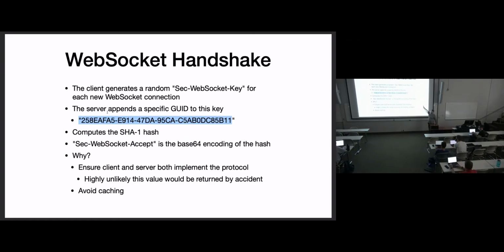This exact string. This is part of the protocol. If you go to the RFC, it has this exact string, this globally unique ID. This is an ID for the WebSocket protocol, that exact string. We're going to concatenate that to the end of the key. We're going to compute the SHA-1 hash of that concatenated value. And we're going to base 64 encode that hash. And that's how we generate the WebSocket accept.